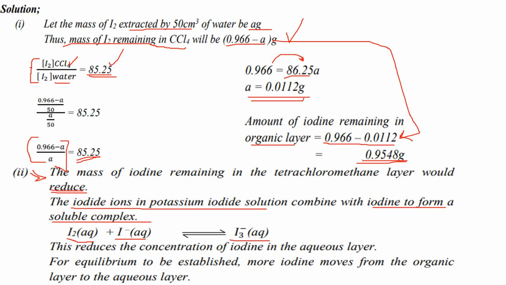So what will be the effect of that? We are saying that this is going to greatly reduce the concentration of iodine in the aqueous layer, and thus for equilibrium to be established, more iodine moves from the organic layer to the aqueous layer. But we are going to look at this more in details in chemical equilibrium, which will be a topic also started in this playlist of physical equilibrium.